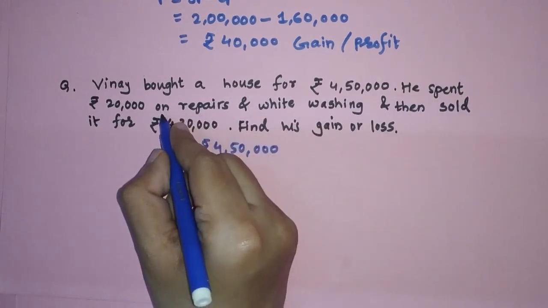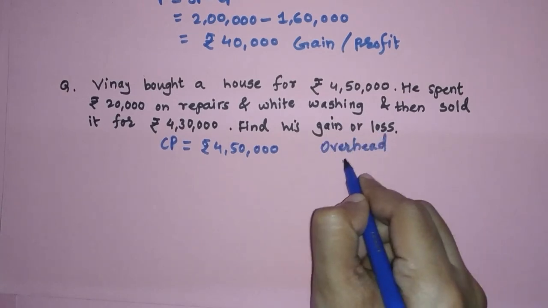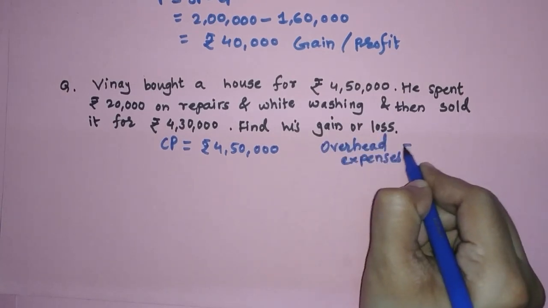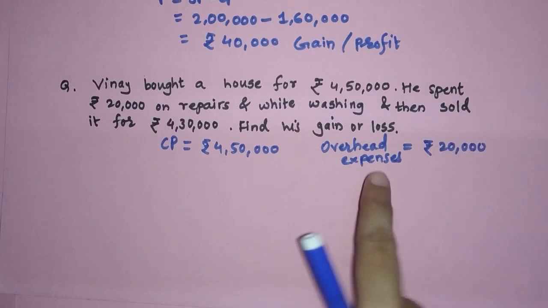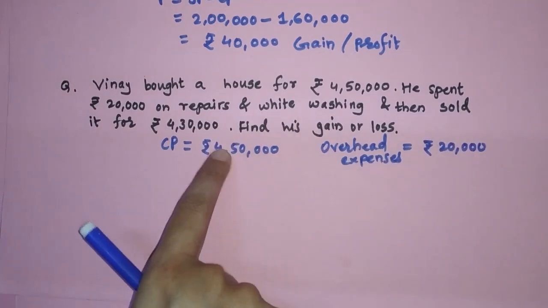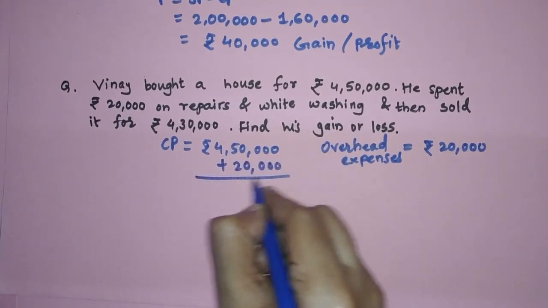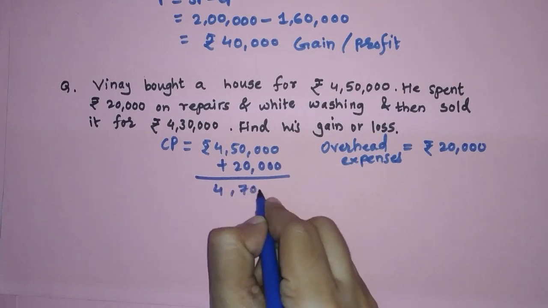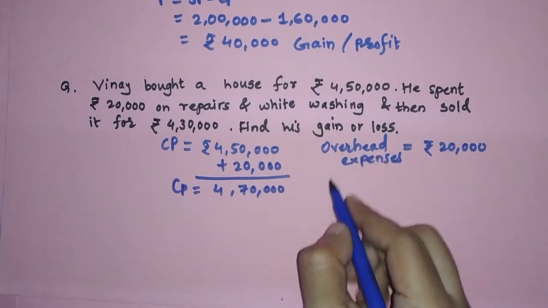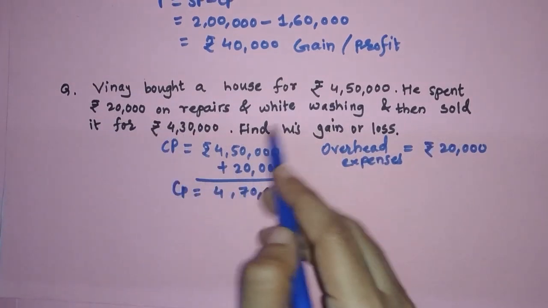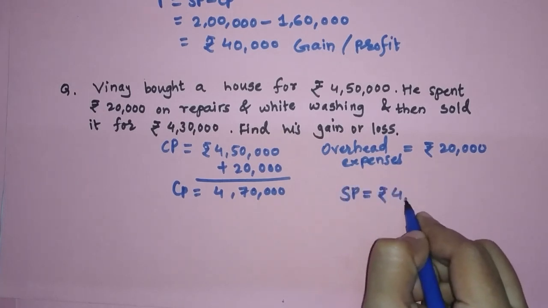Moving next, he spent rupees 20,000 on repairs and whitewashing. That is nothing but the overhead expenses, which are extra ones applicable on this cost price. Always remember, overhead expenses will add up in the cost price. So we add 20,000 and get 4,70,000, which is now our new cost price. Then it says he sold it for rupees 4,30,000. Sold is nothing but the selling price.